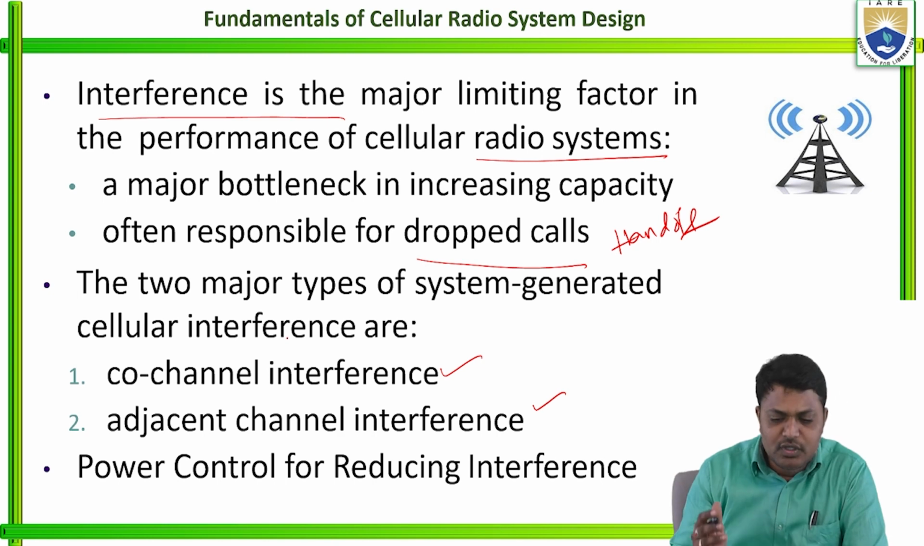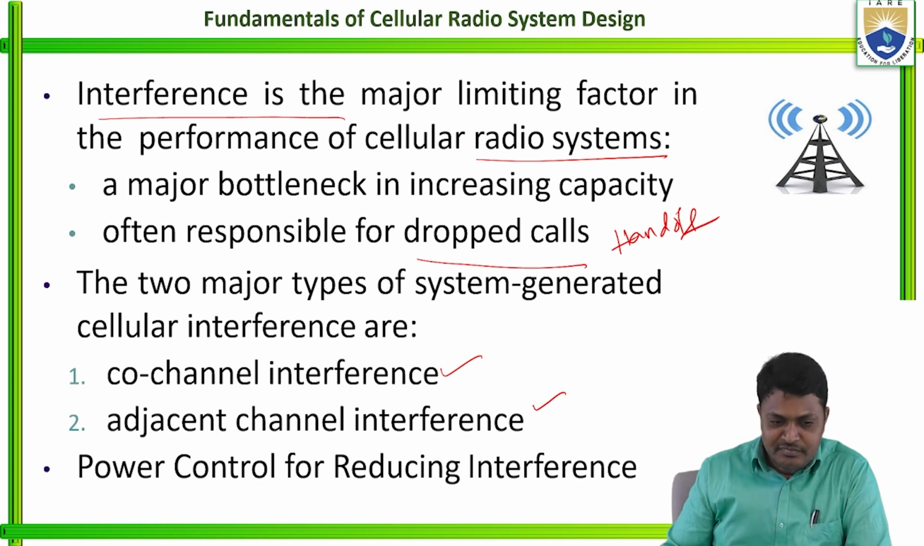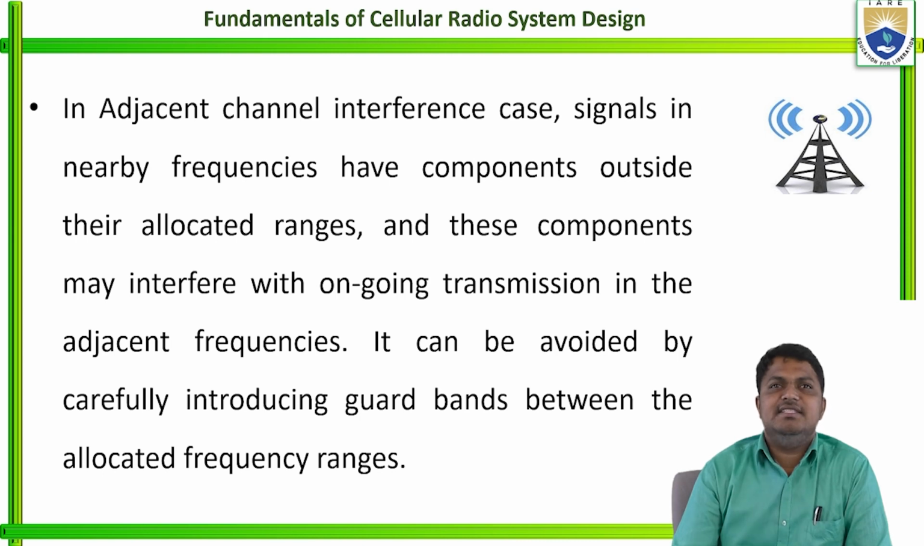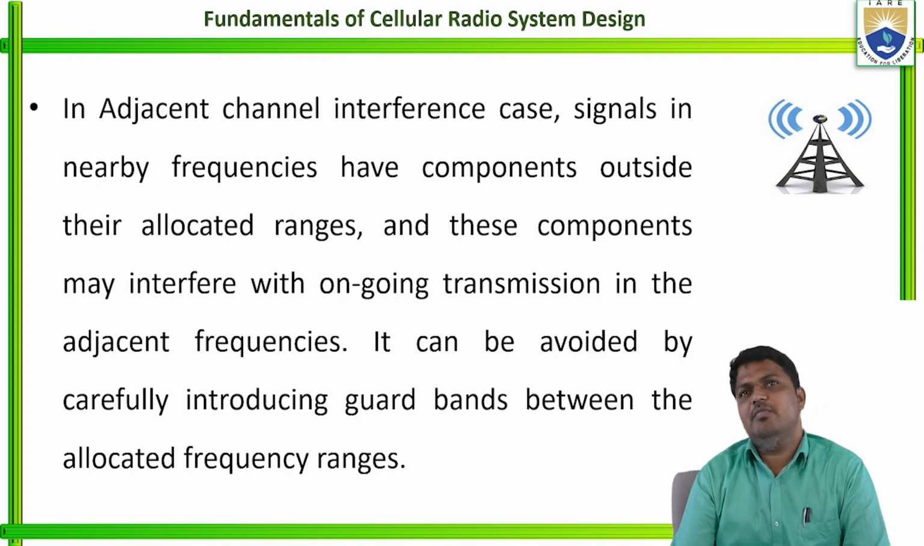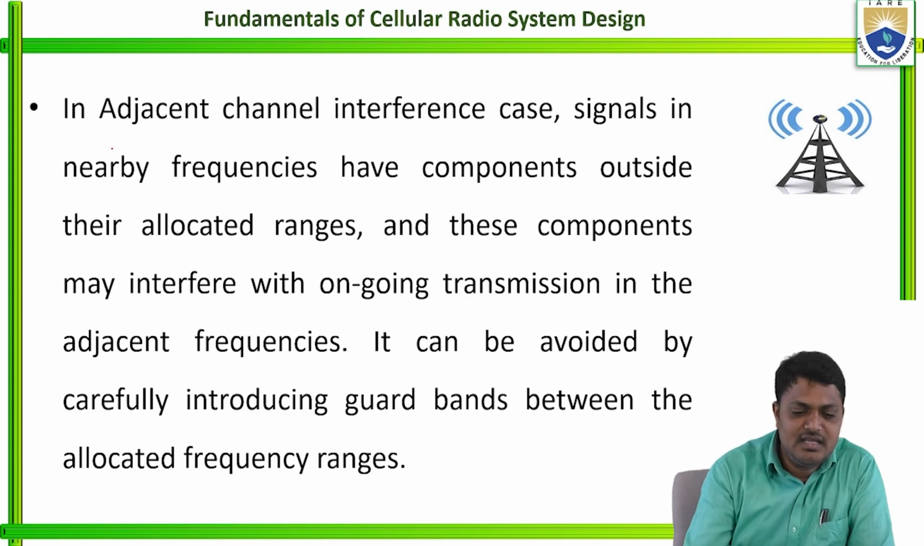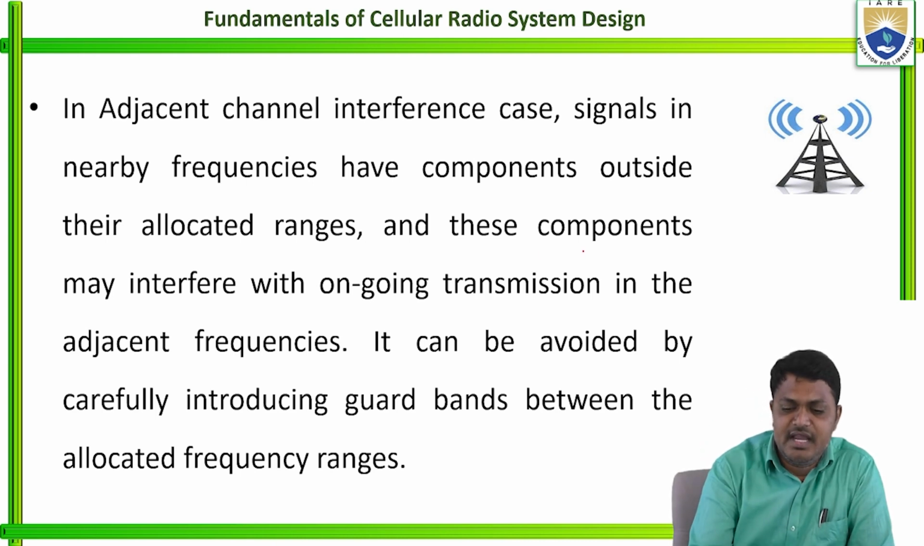The two major types of system-generated cellular interference are co-channel interference as well as adjacent channel interference. In the adjacent channel interference case, signals in nearby frequencies have components outside their allocated ranges, and these components may interfere with the ongoing transmission in the adjacent frequency.